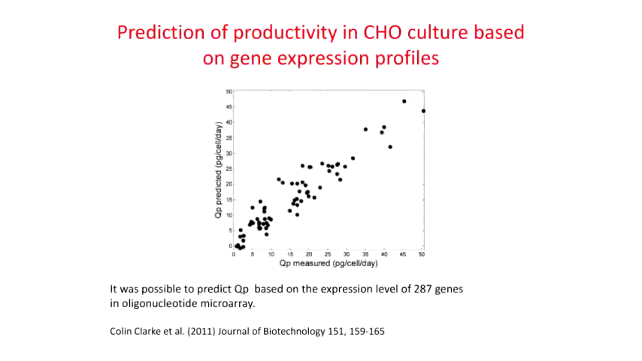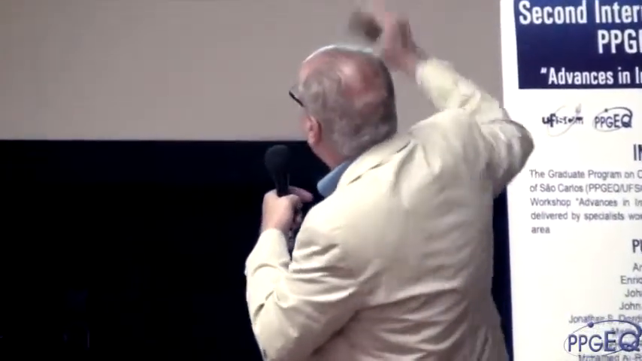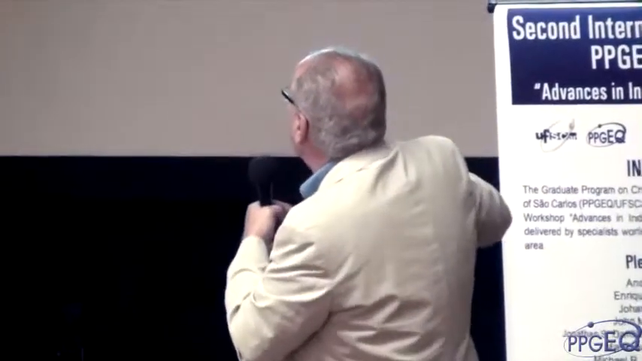One recent paper published about the gene expression profile looked at thousands of genes by microarray, and they found 287 genes. If they pick those genes, then there is a good relationship between the predicted specific productivity and the actual specific productivity of the clones. They used an array of clones, and looked at the expression level of these 287 genes in each clone. But this is a complex thing.